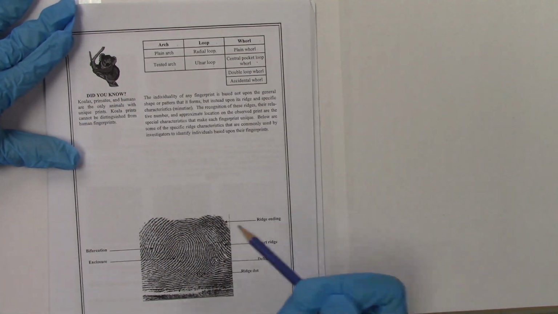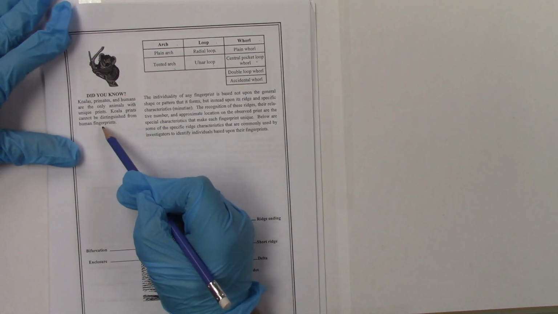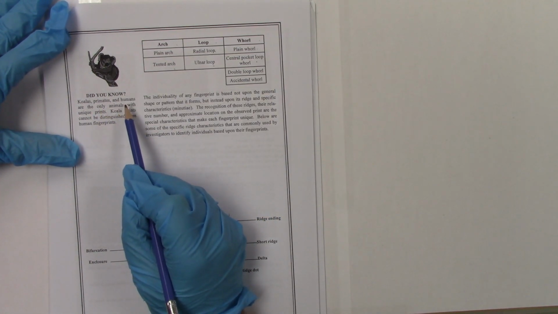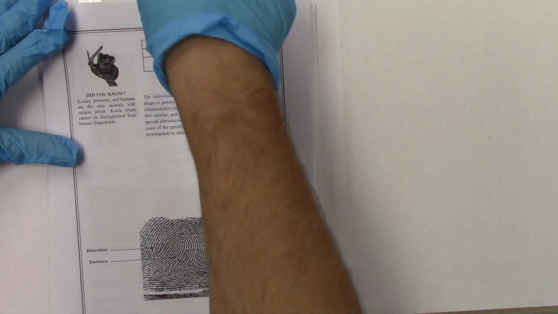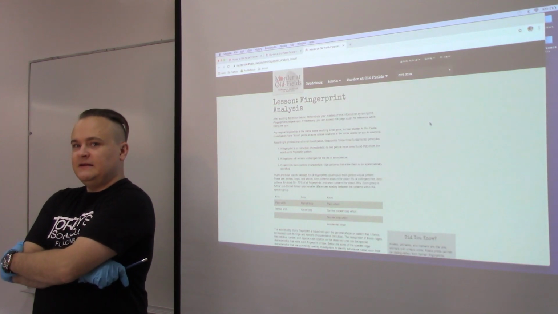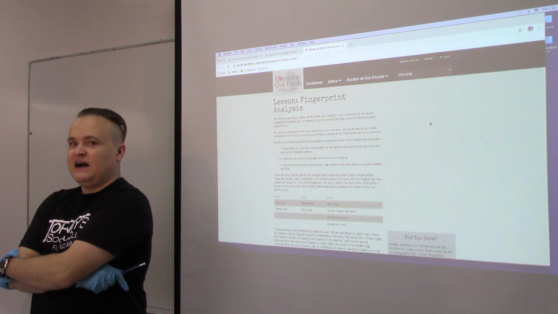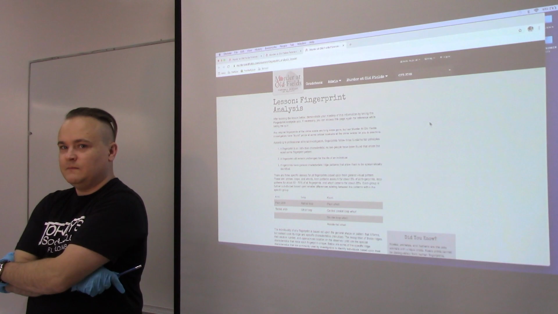First of all, when I start my crime syndicate, I want you to read this. Did you know koalas, primates, and humans are the only animals with unique prints? Koala prints cannot be distinguished from human prints. Note to self, hire a criminal koala.